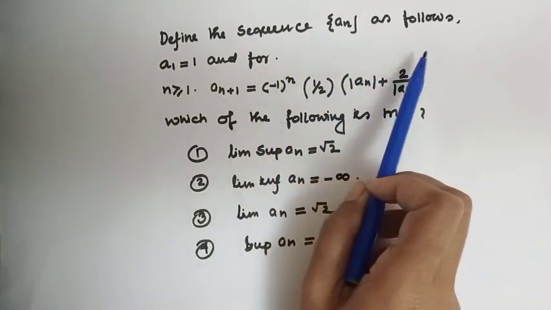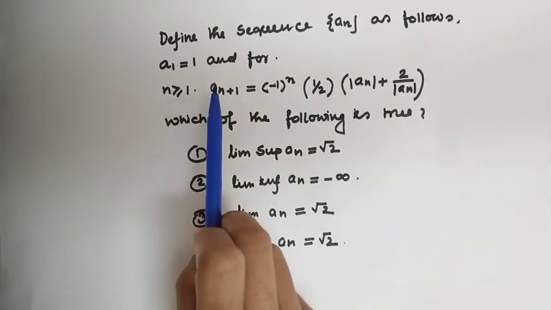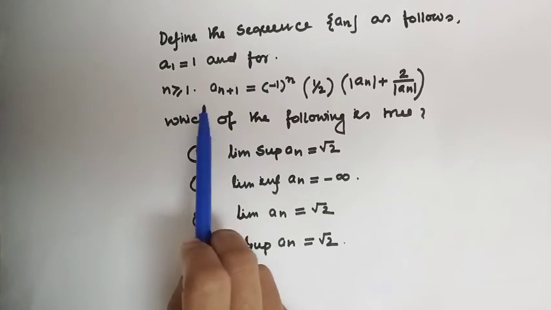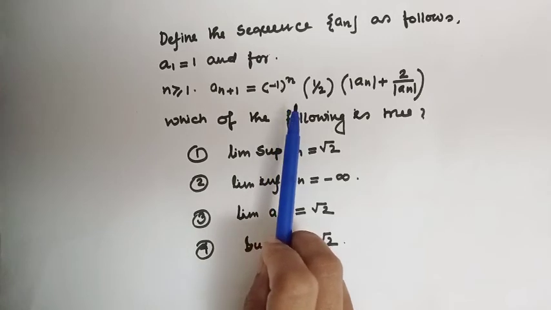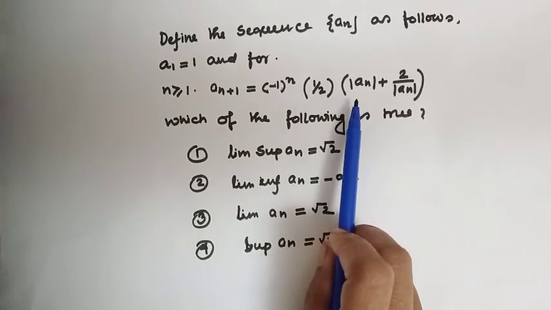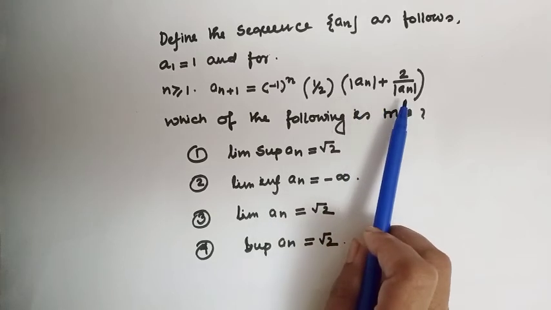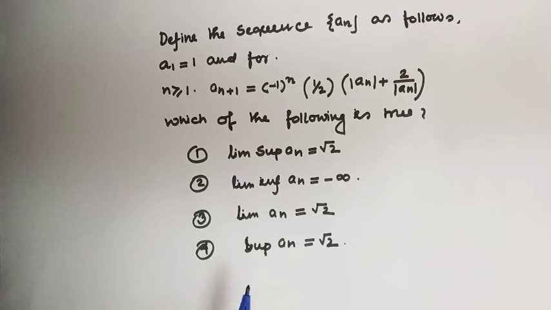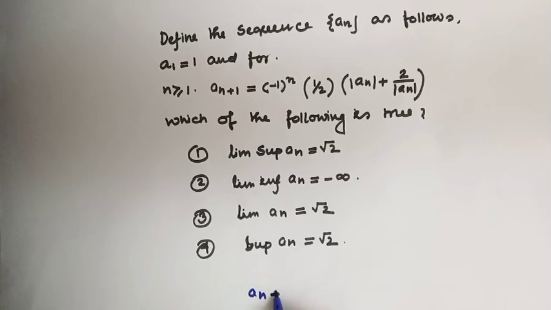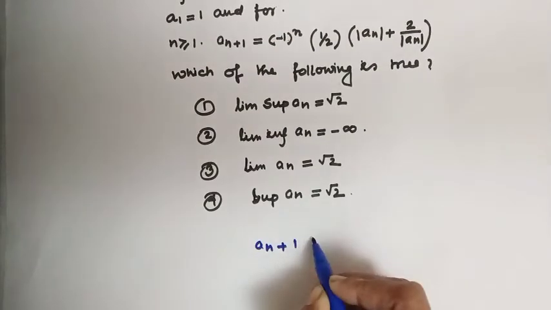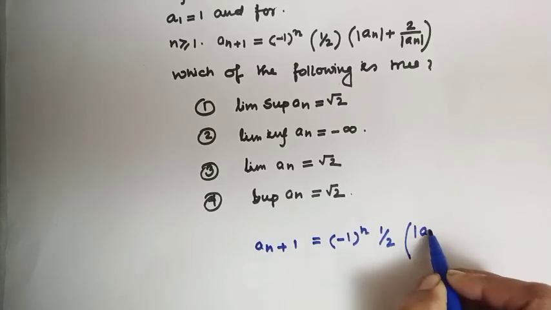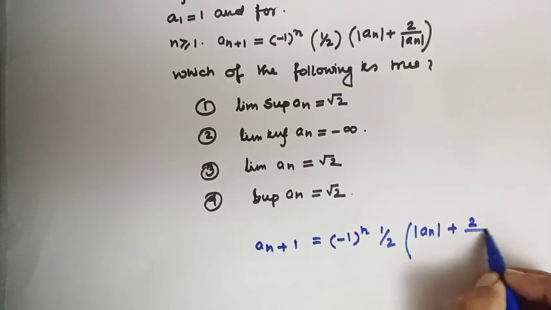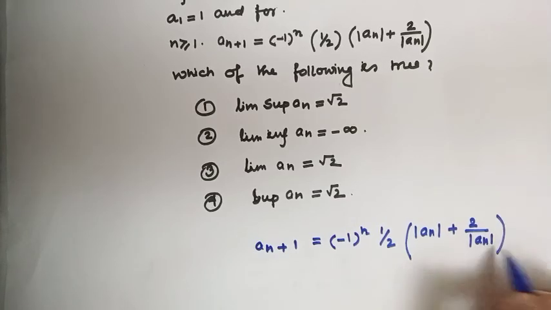Define a sequence a_n as follows. a_1 equal to 1, and for n greater than or equal to 1, a_(n+1) equal to (minus 1) to the power n, half of the absolute value of a_n, plus 2 over the absolute value of a_n. Let's first write our given sequence.